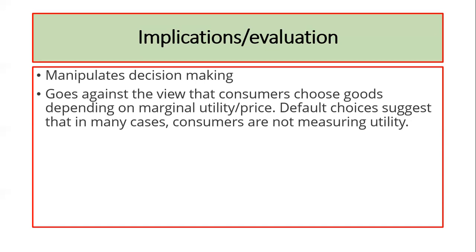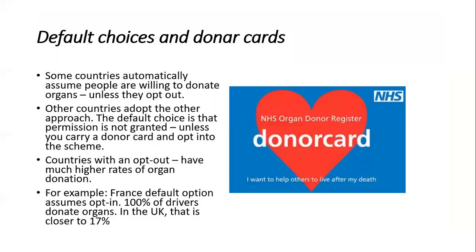The value judgment that governments will make is based upon what they perceive to be the most rational outcome. And that may not be the same as what individual consumers would want. So again, think very carefully and weigh up the costs and benefits between both. We see examples here of defaulted choices through donor cards, in terms of people donating blood and people also donating their organs.